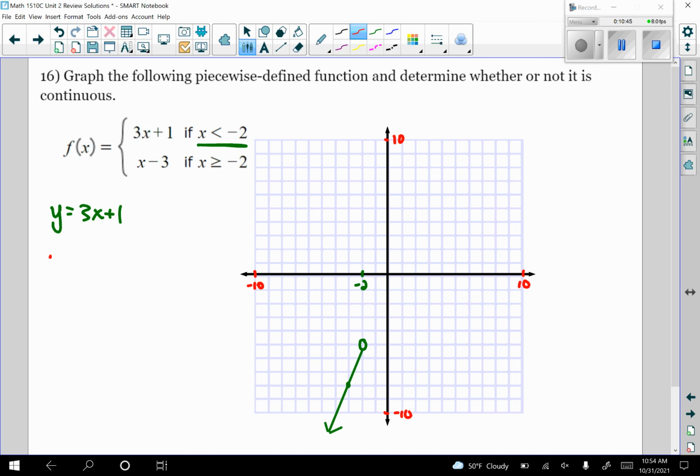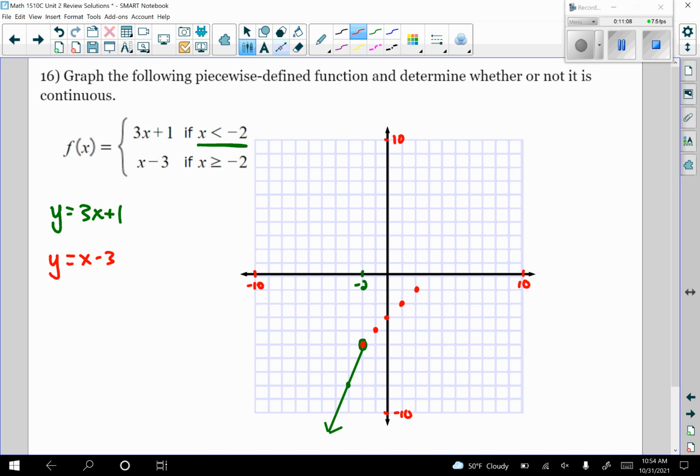Okay, for the next one, it's y equals x minus 3. So that's going to start as long as x is greater than or equal to negative 2. So I'm going to start down here at negative 3. And my slope is positive 1, so that means I'm going to go up 1 over 1, up 1 over 1. But I need to go down to negative 2, so I need to go down 1, negative 1, or down 1 over 1 to the left, down 1 over 1 to the left.